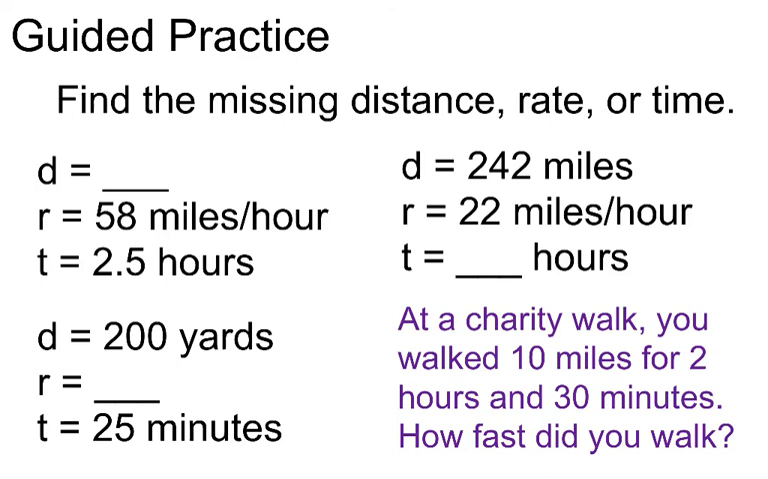And finally, your last word problem. At a charity walk, you walk 10 miles for 2 hours and 30 minutes. How fast did you walk? So in this problem, you have a little challenge. You need to figure out how you can convert 2 hours and 30 minutes into something that you can work with very easily. Go ahead and take a minute to pause the tutorial and finish your guided practice problems now.